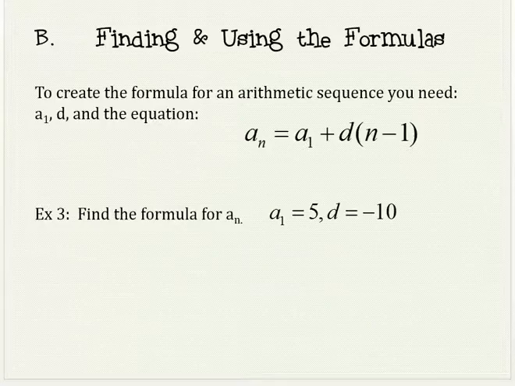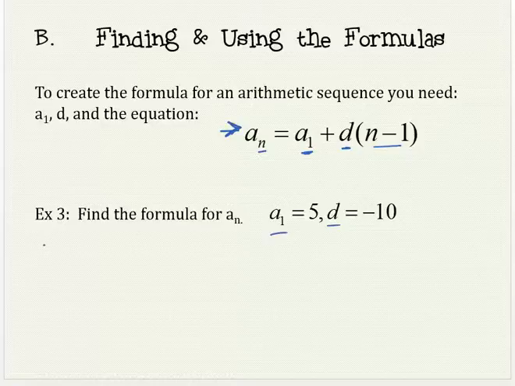Now the next skill you need to know is how to find the formula for these sequences. It's really not that hard. There is an equation to use, and this is the way it will appear on your formula charts. A sub n equals a sub 1, which is the first term in the sequence, plus D, your common difference, times n minus 1. Remember, n is the location in the sequence that it is. So to find the formula, I need a sub 1 and I need D. Okay? The formula will have n in it.